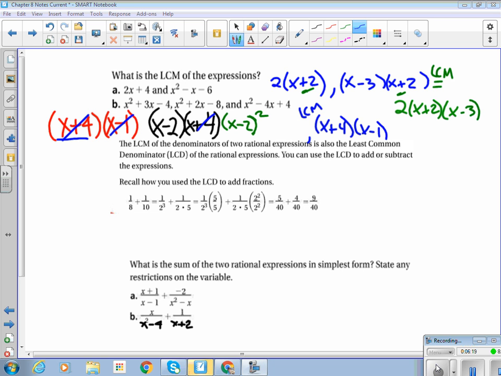Because here it's going to end up as x minus 2. Highest power stays. So the LCM is x plus 4 times x minus 1 times x minus 2 squared.